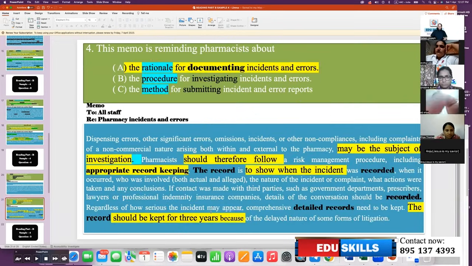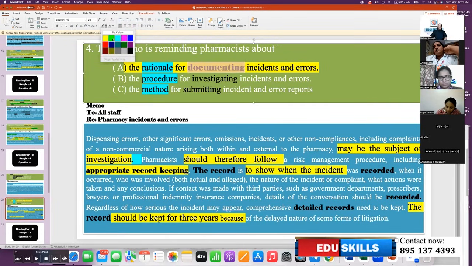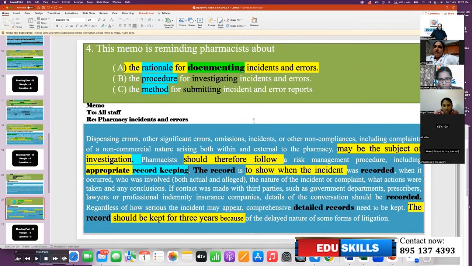All are reasons. Documenting. Here you see rationale, as well as if you want the keyword, I did not take keyword strategy here. If you want to take this keyword as the strategy, you can use even that. Documenting. What are the synonyms or synonymous expressions? Recording. Record keeping. Appropriate. See here, record keeping. The record. Incident recorded. Detailed records. There should be recorded.